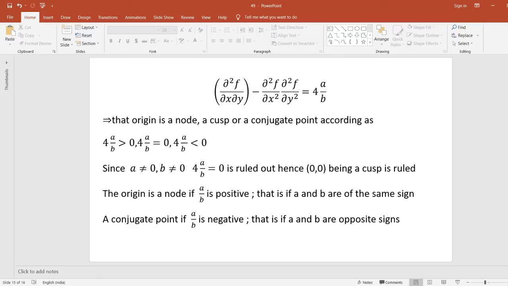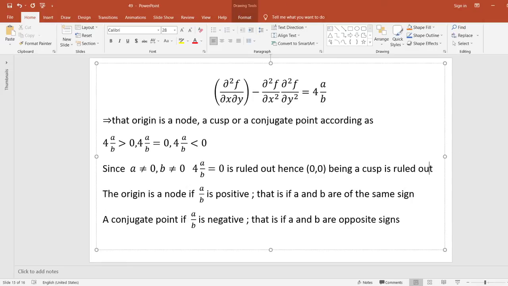They have given a is not equal to b, and a is not equal to 0, and b is not equal to 0. So 4a by b equal to 0 is ruled out, right? It is not possible because both are not equal to 0, which means a by b is also not equal to 0. Hence 0 comma 0 being a cusp is ruled out, right? It's ruled out. It's not possible, because 4a by b equal to 0 is not possible.